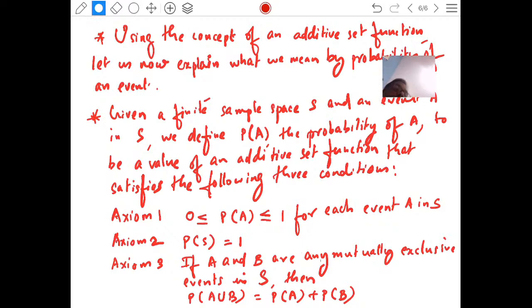Okay, then axiom 3: if A and B are any two mutually exclusive events in S, where S is the sample space, then the probability of A union B is equal to probability of A plus probability of B. So the third axiom states that probability functions must be additive.